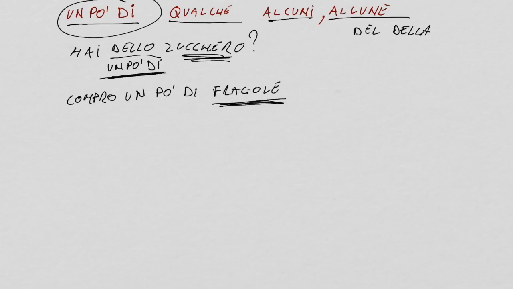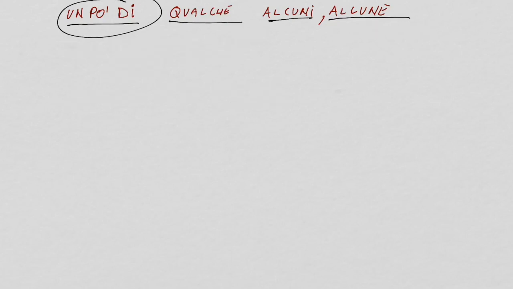But keep in mind that un po' di is not generally used with nouns indicating people or animals. So it's better not to use un po' di with words such as amici, cani, and so on. Let me give you an example. If you have to translate a sentence like I meet some friends, it's better not to use un po' di in this case. So not incontro un po' di amici, but use the regular partitive article degli amici, or as you are going to learn now, you could also use other words, qualche or alcuni, alcune.